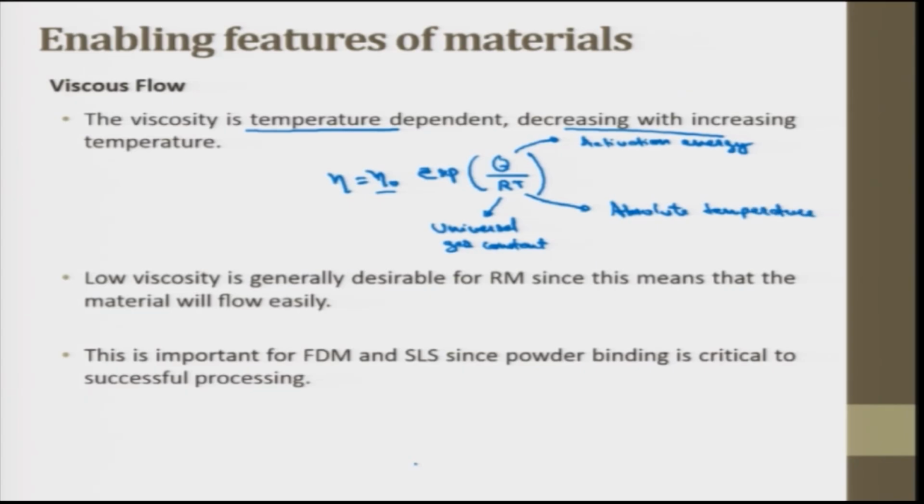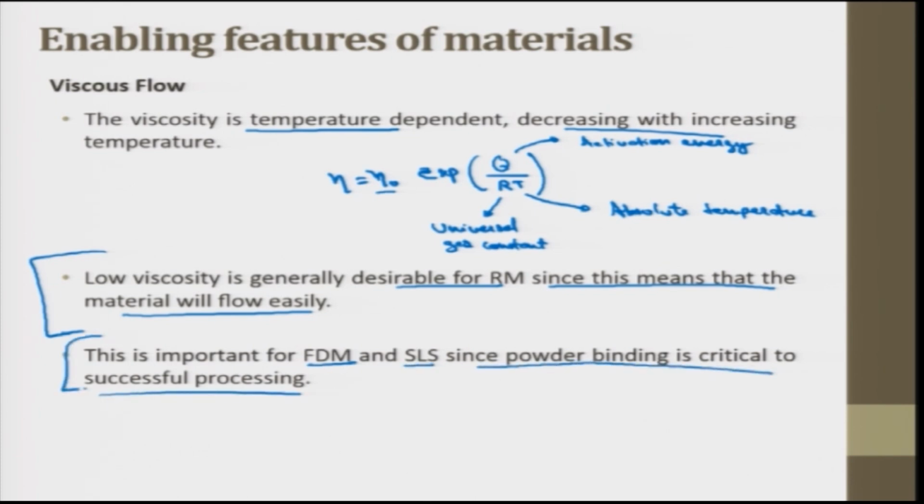Low viscosity is generally desirable for rapid manufacturing, since this means that the material will flow easily. So the viscosity has to be low, but not so low that the material does not appear to be solid material itself. So this is important for FDM and SLS, since powder bonding is critical to successful processing. It is very important.